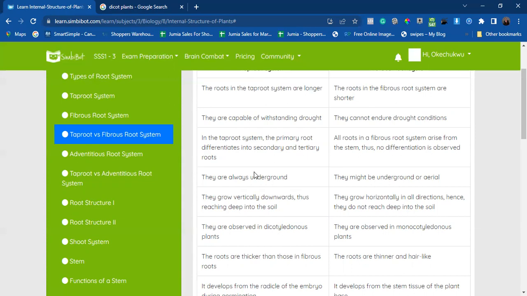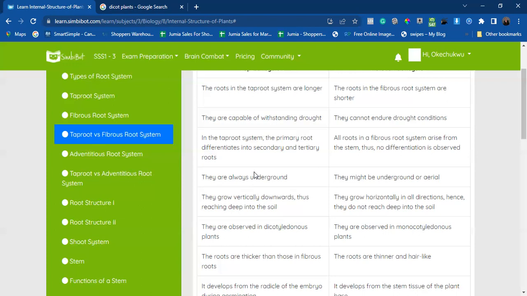Taproots are majorly underground. They can't grow anywhere outside the ground. Take a mango tree for instance, or orange, all of those trees, their roots cannot grow anywhere other than inside the ground, underground. But some examples of fibrous roots can grow outside the ground. Some of them can grow on the ground, some can grow aerially, that's above the ground.